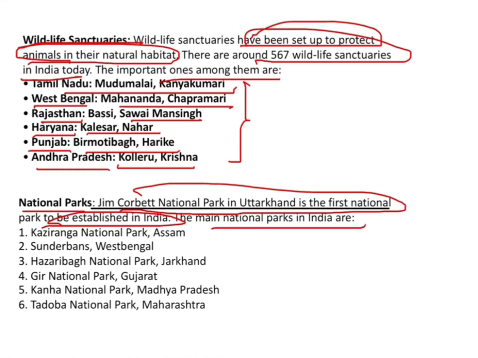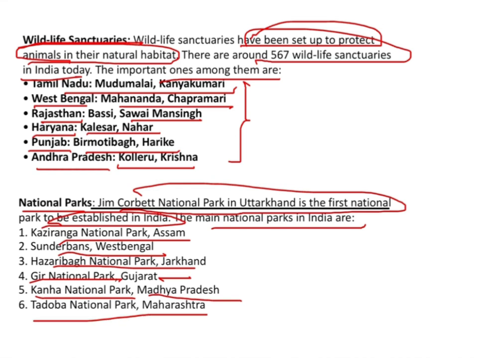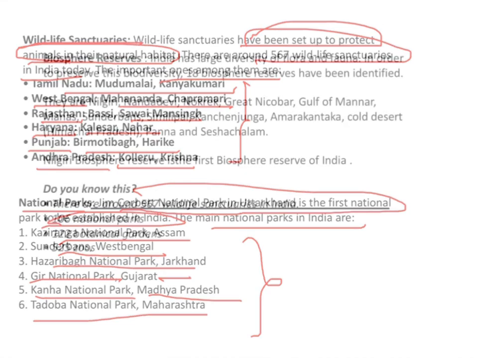The main national parks in India are Kaziranga National Park in Assam, Sundarbans in West Bengal, Hazaribagh National Park in Jharkhand, Gir National Park in Gujarat, Kanha National Park in Madhya Pradesh, Tadoba National Park in Maharashtra. These are the important national parks.